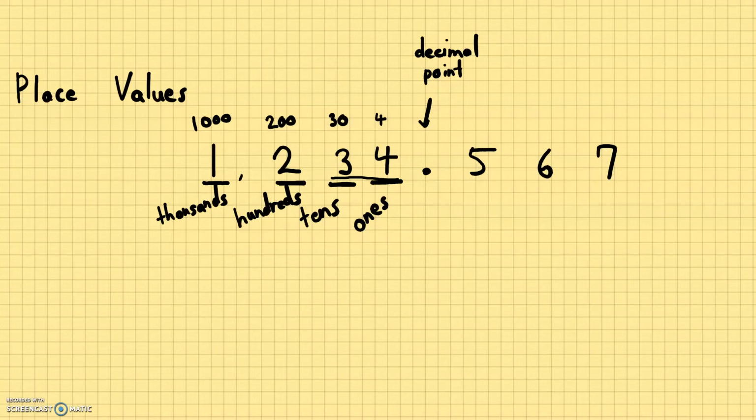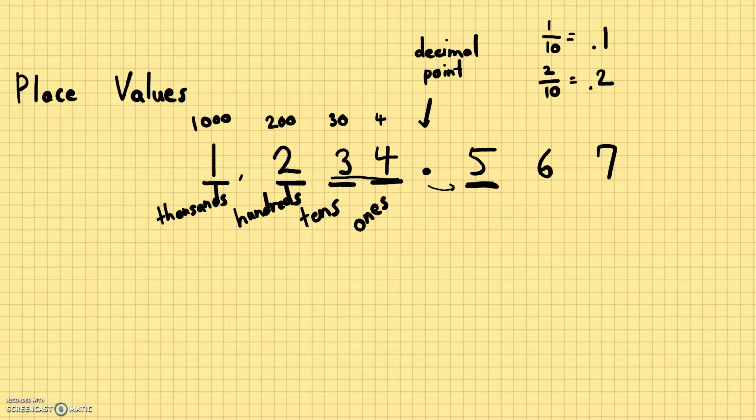Okay, so that's why we read this number as 1234. Now, how about on the other side of the decimal point? So we went over this part. Remember when we wrote 1/10, it was the same thing as 0.1. When we wrote 2/10, it was the same thing as 0.2.